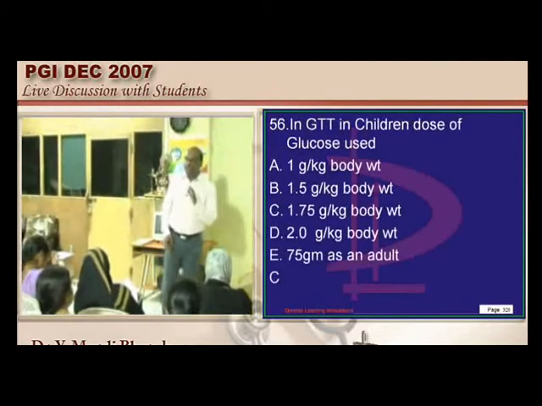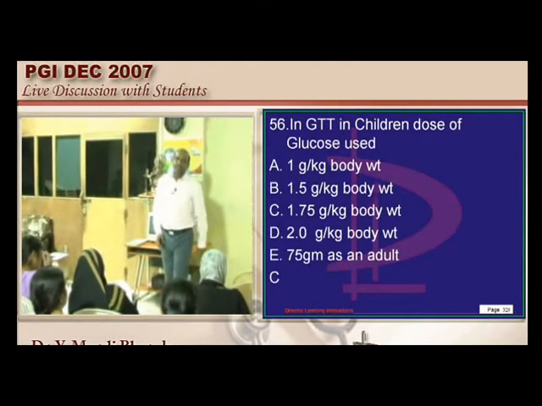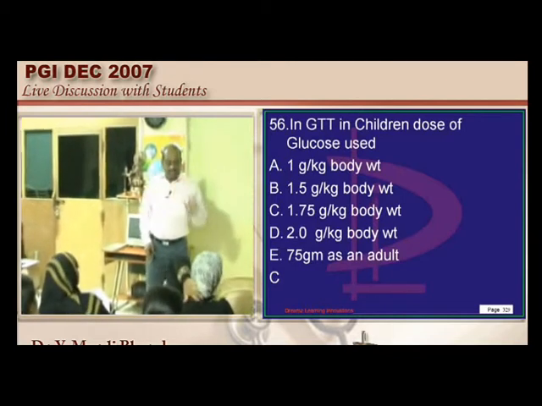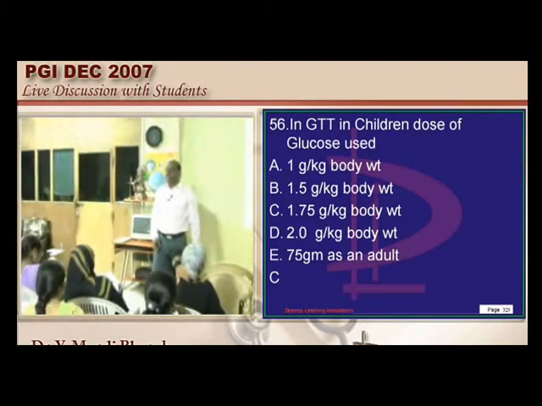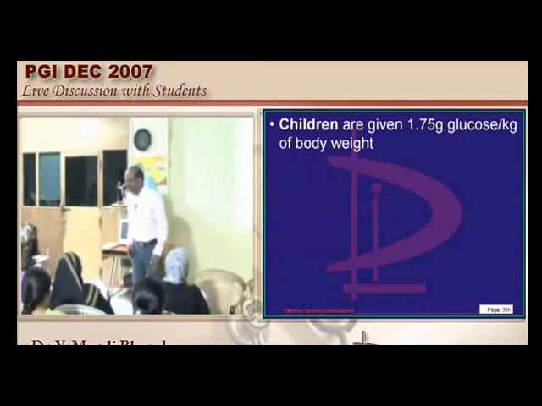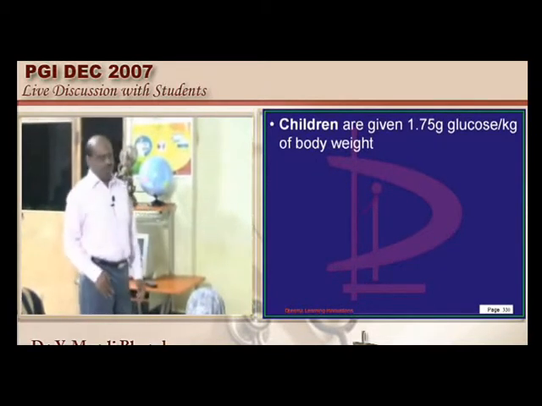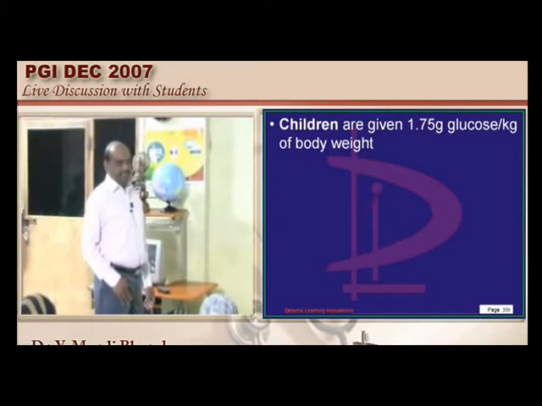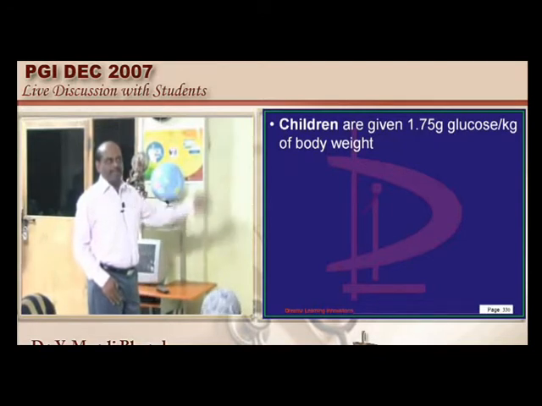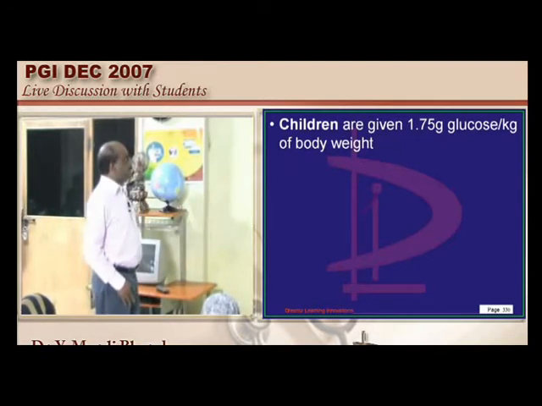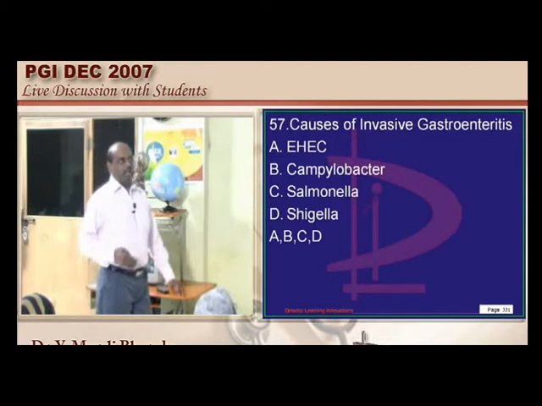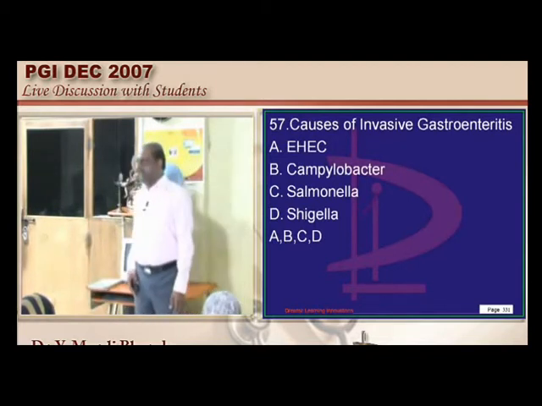Now, how much glucose must you administer to do the glucose tolerance test in the pediatric population and in the adult population? In adults, it is 75 grams at max, whereas in children it is 1.75 grams of glucose per kg of body weight. So for a 20 kg individual, 20 into 1.75, somewhere near 30 to 35 grams is what you have to give.